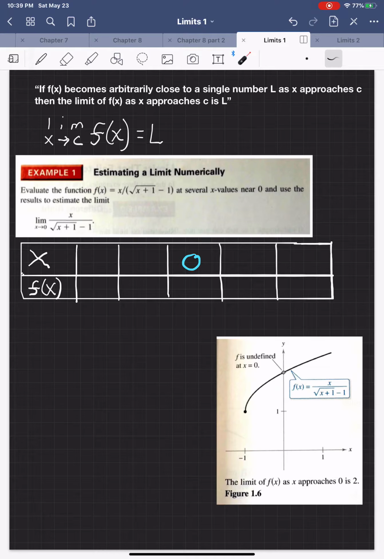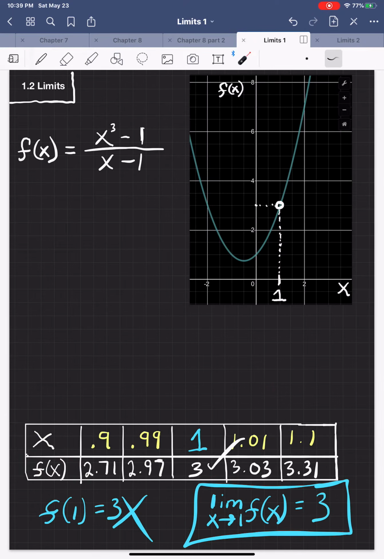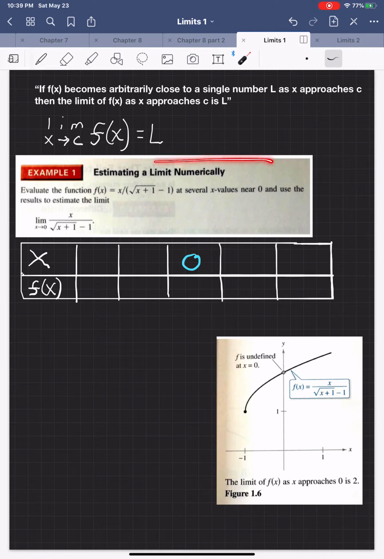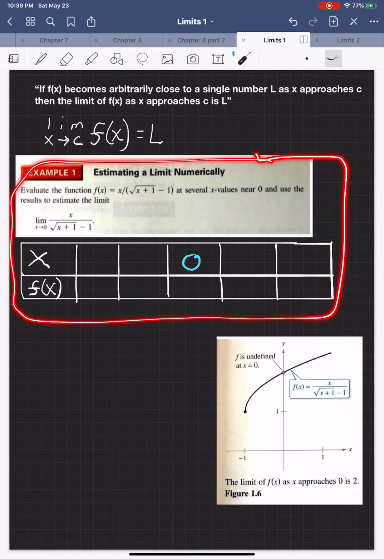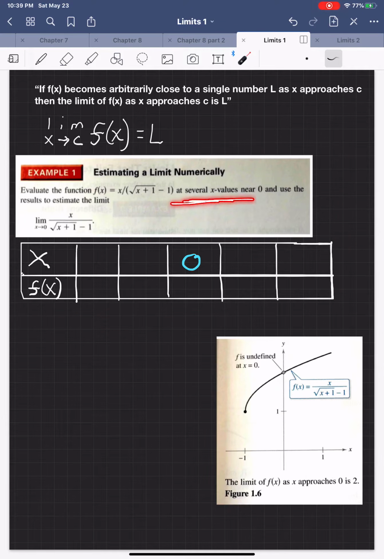Now, how do you find limits? Well, I've just given you one way that you can find limits. You could do a table, and you just keep picking values that are closer and closer to the number that you're interested in, okay? So this is just a numerical approach to finding limits. So notice the example says, evaluate the function of x over the square root of x plus 1 minus 1, at several x values near 0. So meaning we're thinking about the limit as x approaches 0.